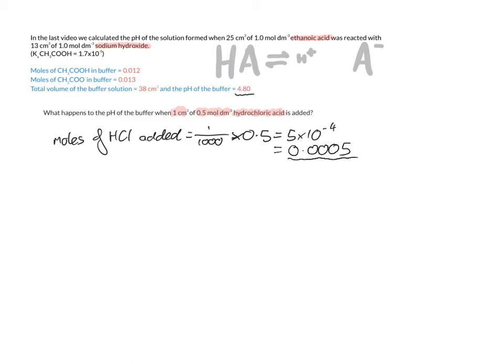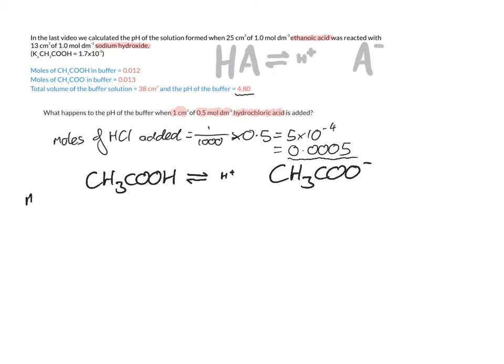So let's have a quick think about what is going on. Well, we have CH3COOH in the buffer. This is reversibly dissociating to give H plus ions and A minus ions, but we've got an artificially large amount of A minus ions, CH3COO minus, we have an artificially large number of those because we partially neutralized our acid to make the buffer.